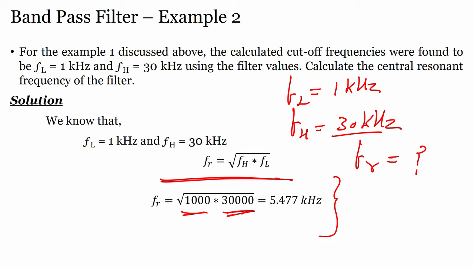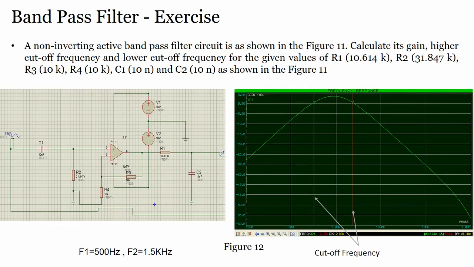So, again, this is an example of a band pass filter. You can find the solution of this kind of problem at home. It is very easy, extremely easy, it cannot be easier than this. So, try to find it at home.